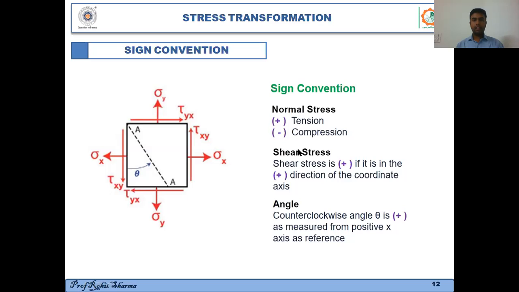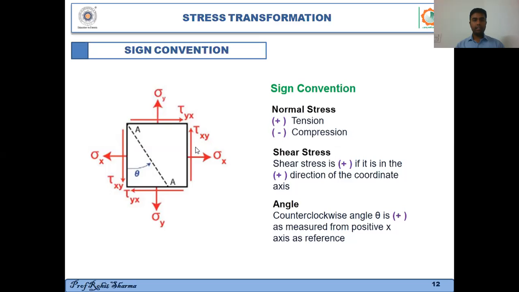Next is the sign convention for shear stress, which is a little bit tricky. We define the sign convention for shear stress as follows. Shear stress is defined positive if it is in the positive direction and it is acting on the positive face. I'll explain what that means. So this is the shear stress tau xy, and my claim is that this tau xy is positive, right? Why is that so?